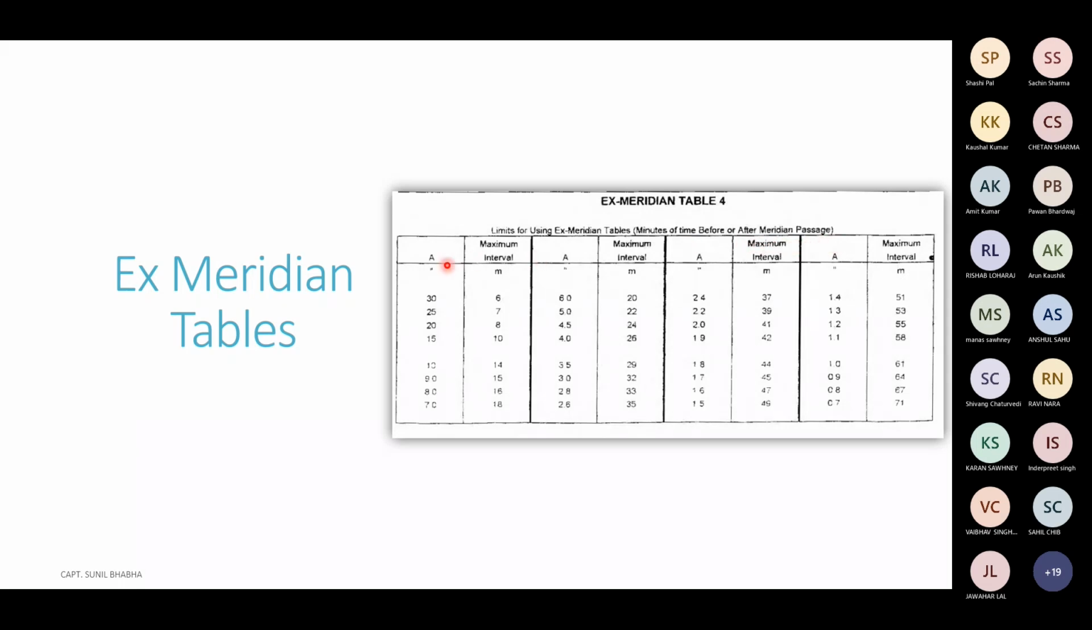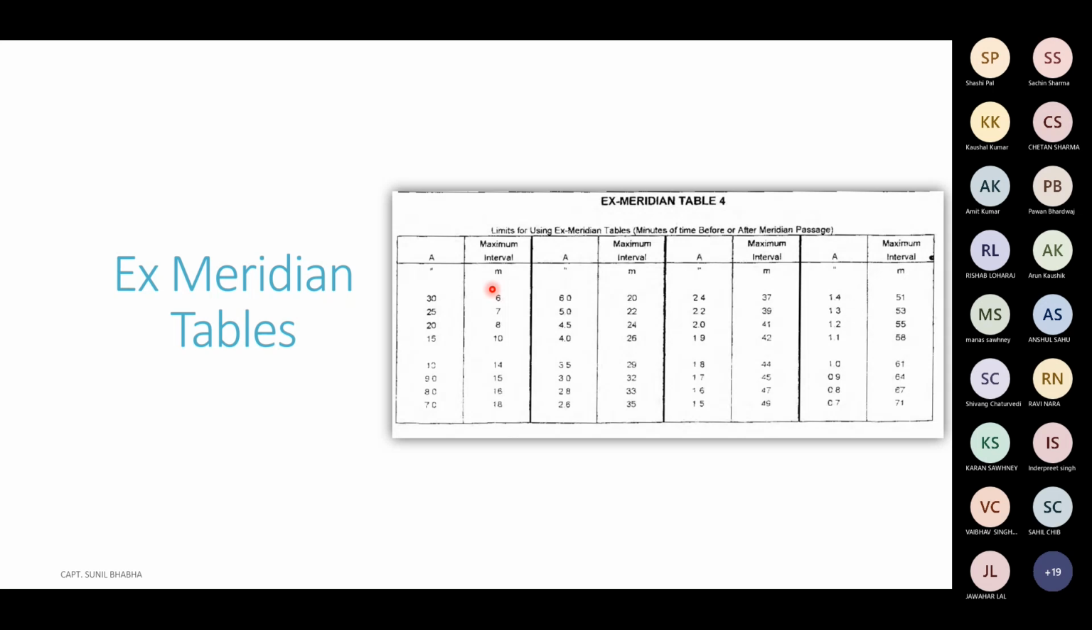So you can see the factor A mentioned in this column, starting with 30, 25, 20, 15, so on, and going up to 0.7 in the last column. And with this factor, you have the maximum interval given in minutes of time.